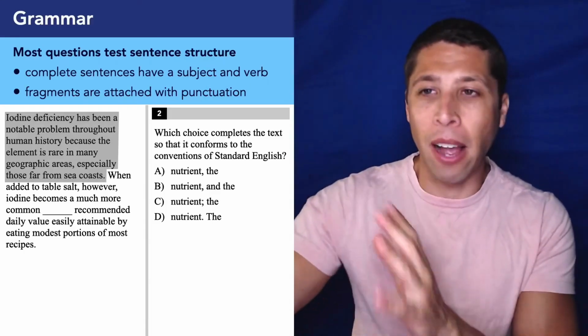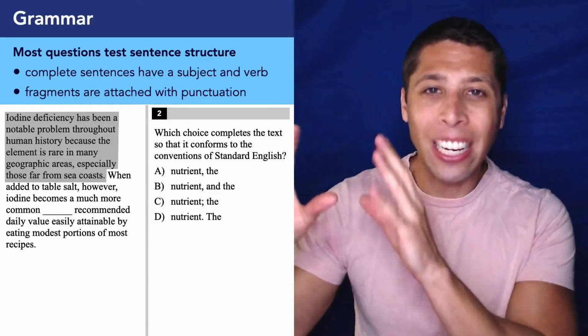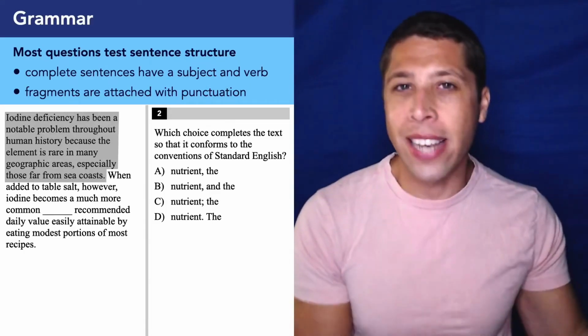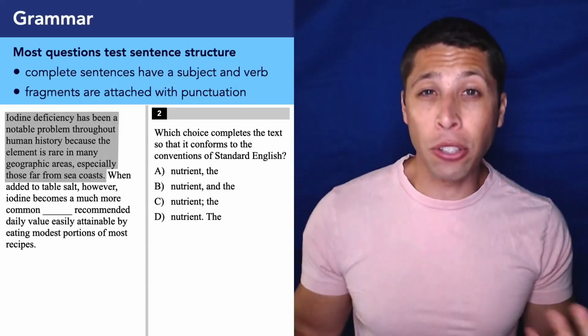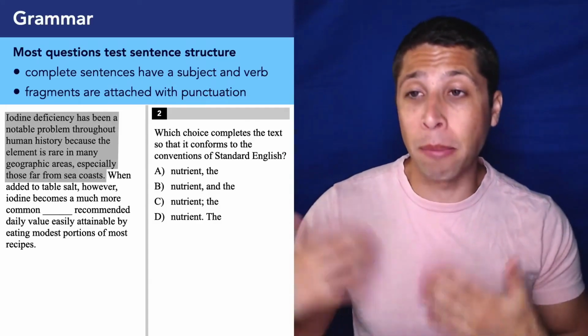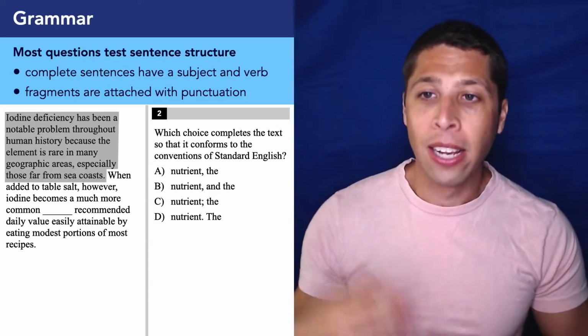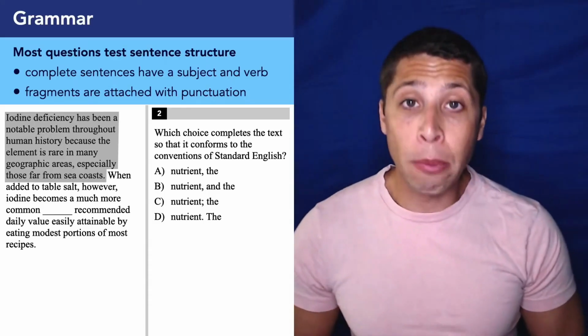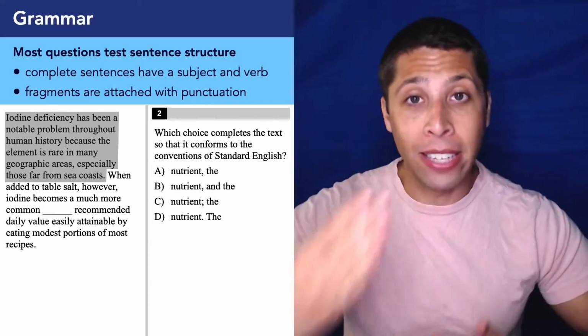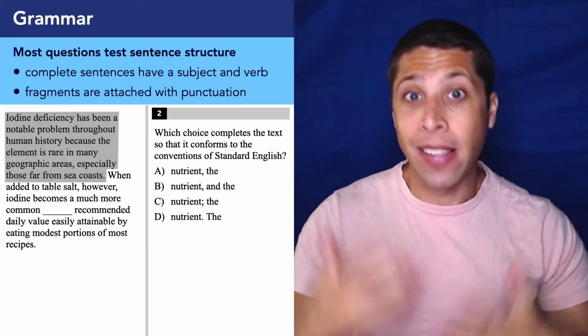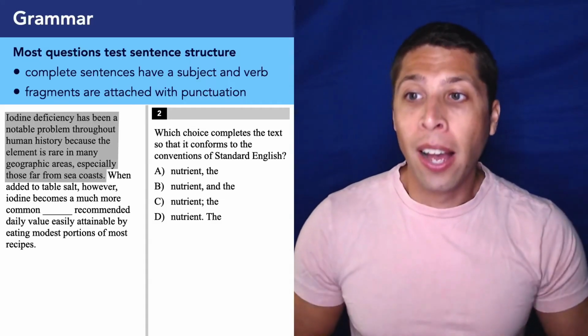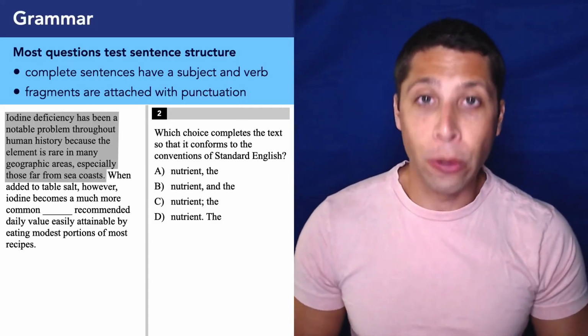So this piece that I've highlighted here doesn't really matter. It's not going to affect the sentence structure of the next sentence. So I don't know why they give us a couple extra sentences sometimes, but just know when you can ignore them. It doesn't matter. It's not going to affect it. So let's keep going. "When added to table salt," well, that's a fragment. It's leading into something. However, that's just a little bit of an interruption there. "Iodine becomes a much more common nutrient."